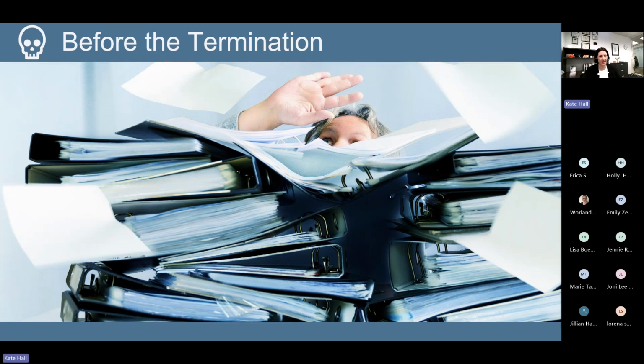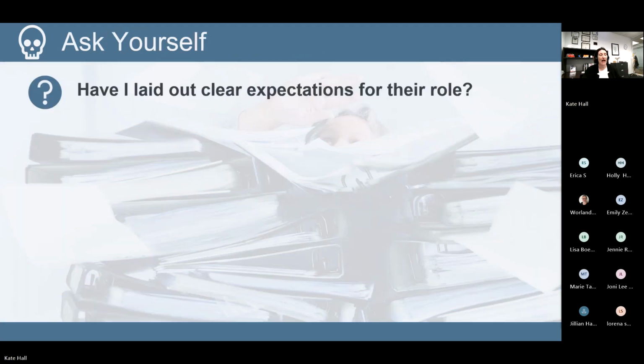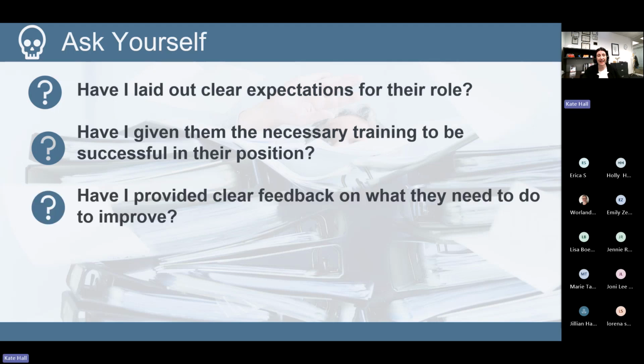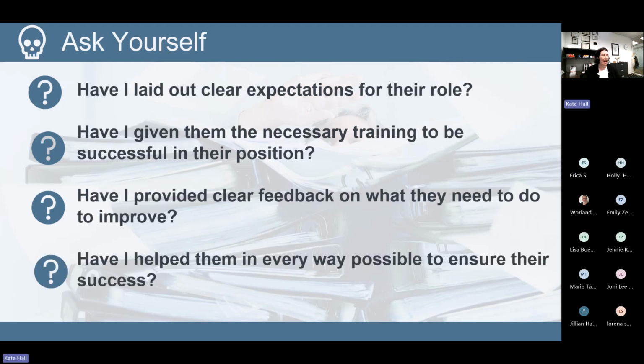Before you decide to terminate someone, there are a couple really important questions that I always ask myself and that you should ask some version of for yourself. Have you laid out clear expectations? Have you given them the necessary training to be successful? Have you provided clear, direct feedback on what is needed? Have you helped them in every way possible to ensure their success? If you can answer yes to every single one of these questions, you're golden.